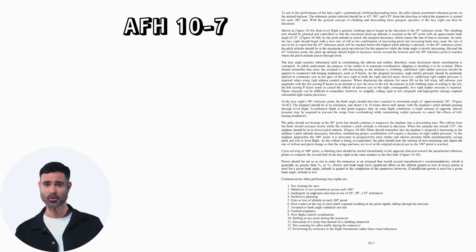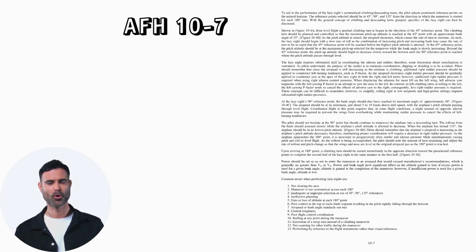Common errors when performing Lazy 8s are: 1. Not clearing the area. 2. Maneuver is not symmetrical across each 180 degrees. 3. Inadequate or improper selection or use of 45 degrees, 90 degrees, 135 degrees references. 4. Ineffective planning. 5. Gain or loss of altitude at each 180 degrees. 6. Poor control at the top of each climb segment, resulting in the pitch rapidly falling through the horizon. 7. Airspeed or bank angle standards not met.